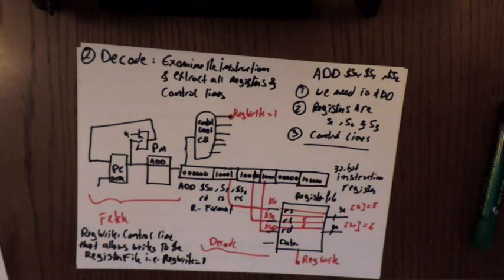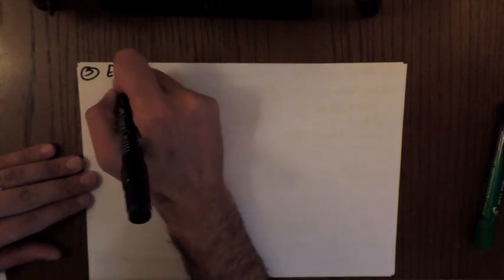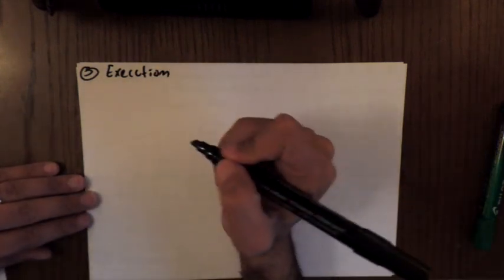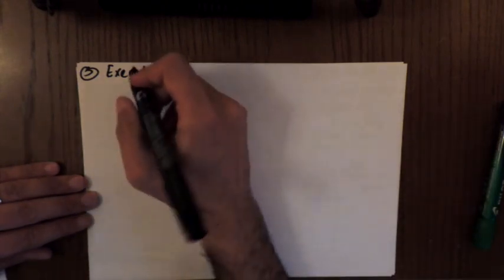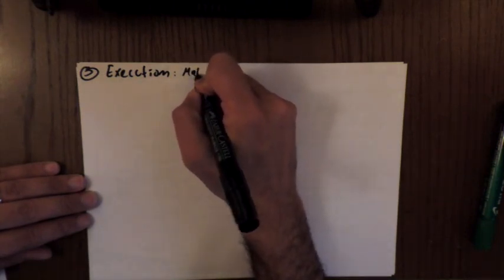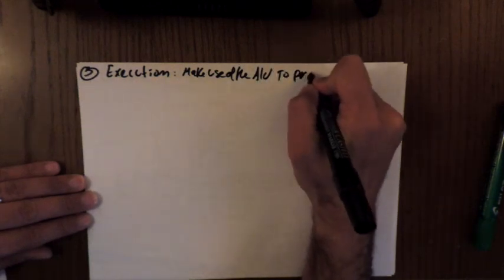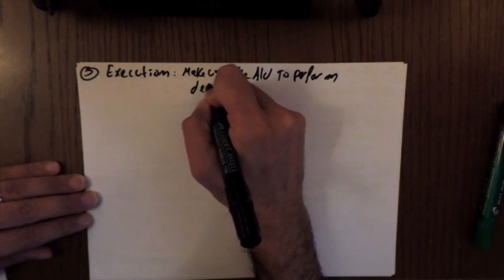So after decode we have execution. The third step is execution. Execution is actually using the ALU to do our job. In the case of add, we just need to add those two numbers together. So make use of the ALU to perform the desired operation.